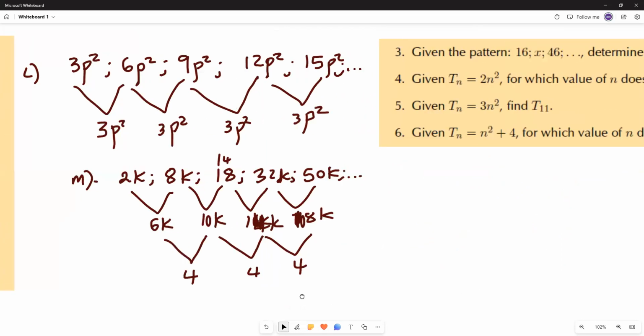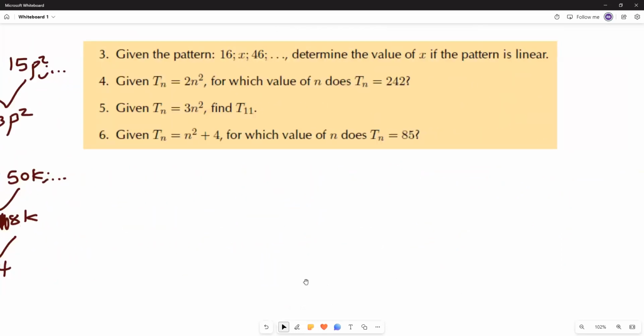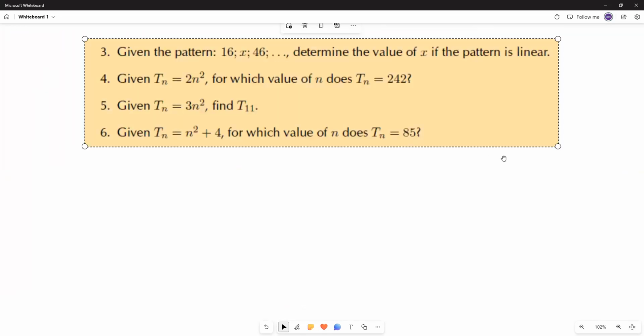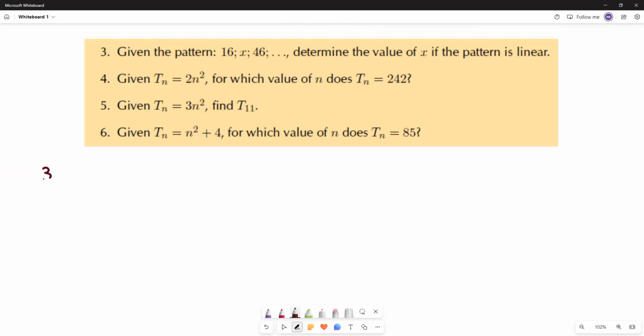The next question, ladies and gents. The next part of this video is this, right? We are given question 3. They say given the pattern 16, x, and 46, right?